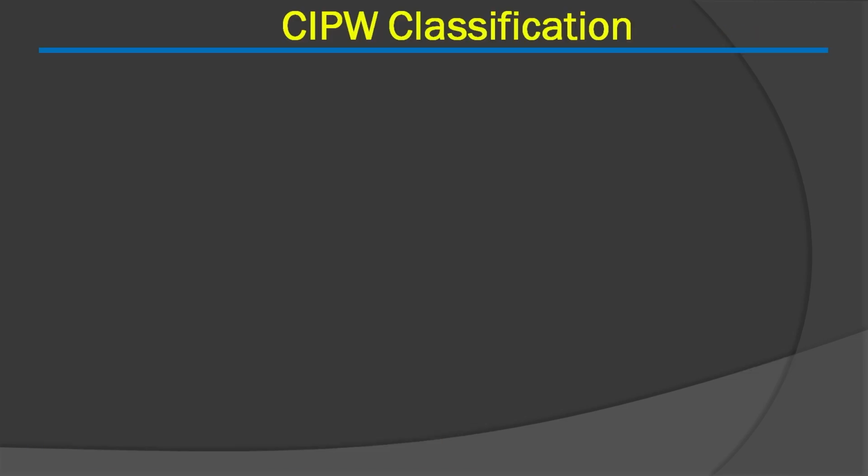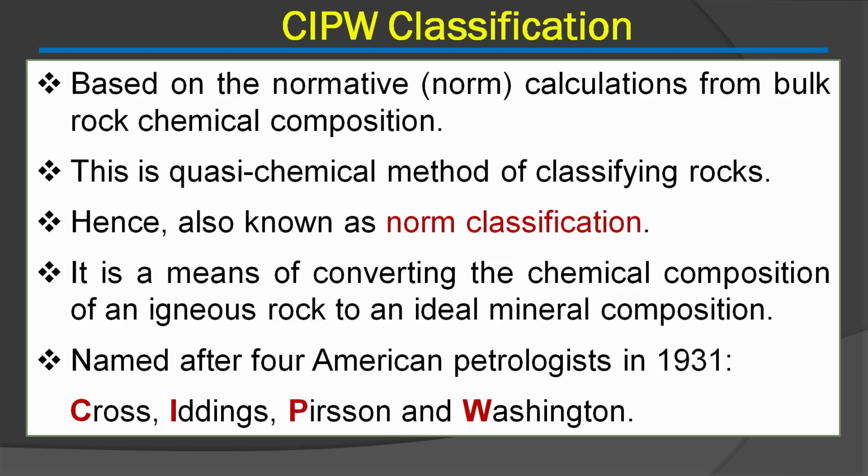Then we move on to the CIPW classification. This classification is based on norm calculation from bulk rock chemical composition. This is a quasi-chemical method of classifying rocks. Hence this is also referred to as norm classification. It is a means of converting the chemical composition of an igneous rock to an ideal mineral composition, and this was proposed by four American petrologists in 1931, Cross, Iddings, Pirsson and Washington, and the first letters of their names have been used for this classification, and that's why we call this the CIPW classification.